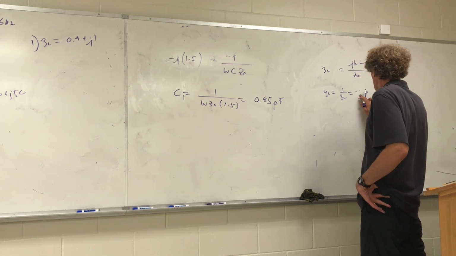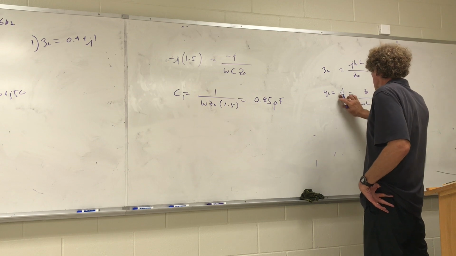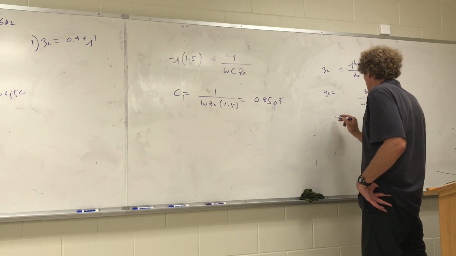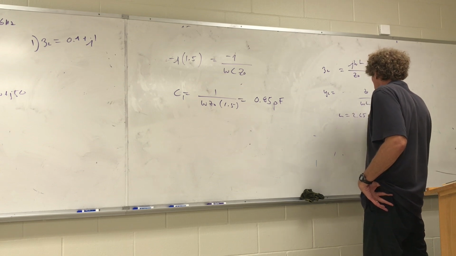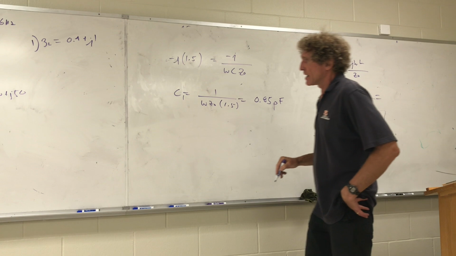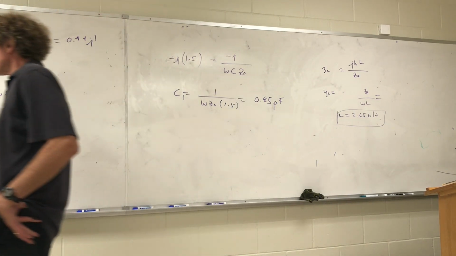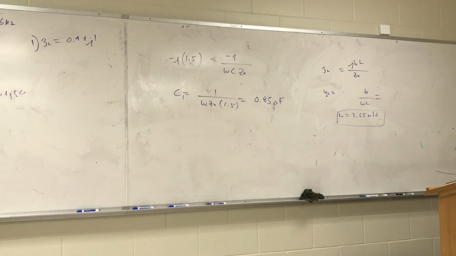Oh, let me get rid of that. So that's going to be, L is 2.65 nanohenries. Anybody confirm that? Yes. Right. All right, and that would be the value of L here. And that would work, but I wouldn't recommend it. All right. Now, that's 2 of the 4, right?